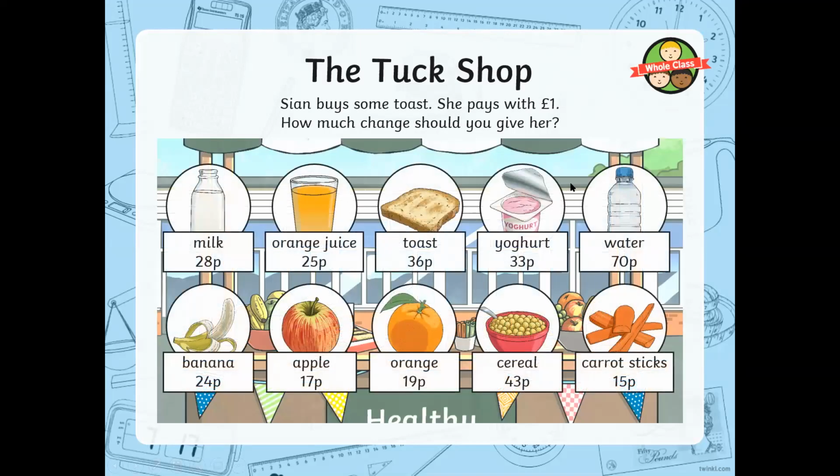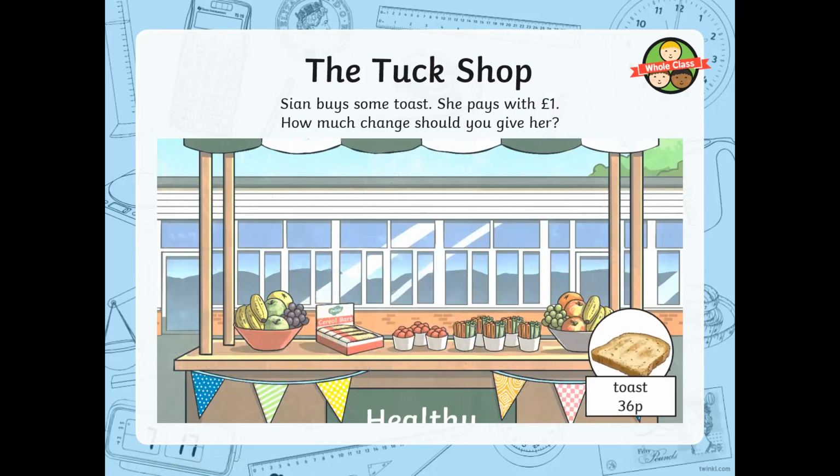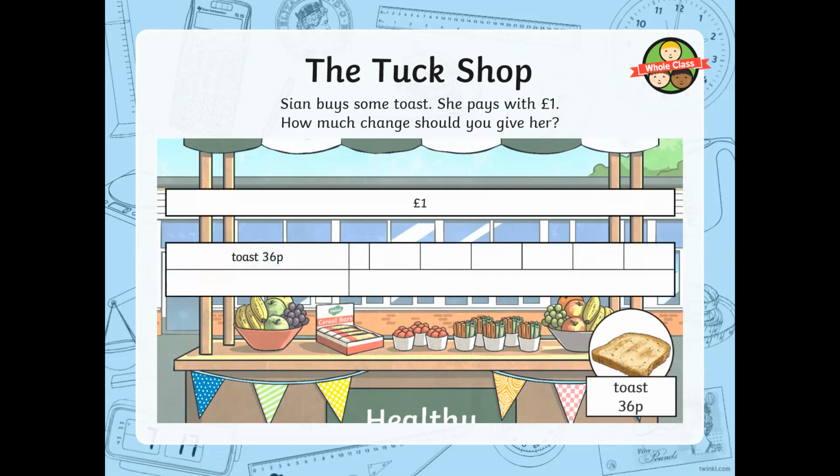Okay, this time Sian's got a little bit more money to spend. She's got £1. She's got a £1 coin. So she buys some toast. And can you see toast is 36p. So we've got to find the difference between 36p and £1 or 100 pence. Can you see 36 pence is here, and we've got to find this bit here.